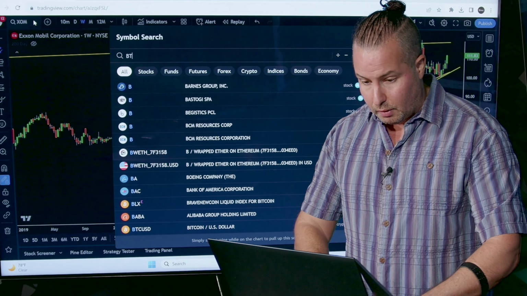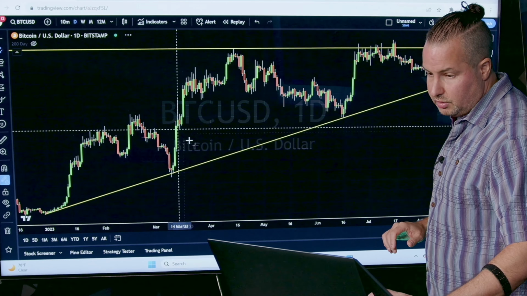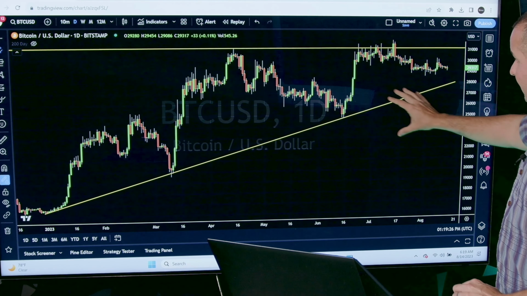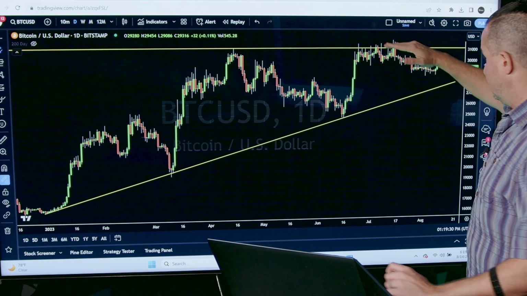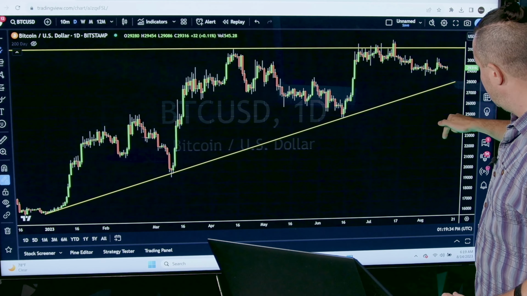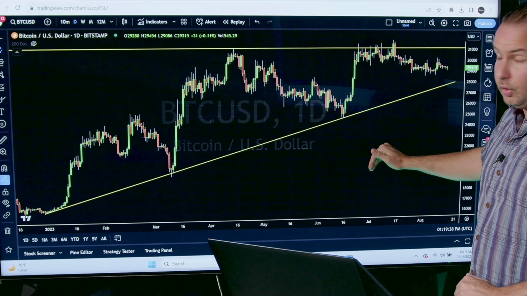All right, I do want to cover Bitcoin and crypto real quick. Here's your weekly chart. Let's go to your daily chart. Crypto, again, as dead as can be, but it's still in this range. And the key to Bitcoin, guys, is that here's your resistance, here's your support. If the support breaks, watch out. Then things get very messy very quickly.